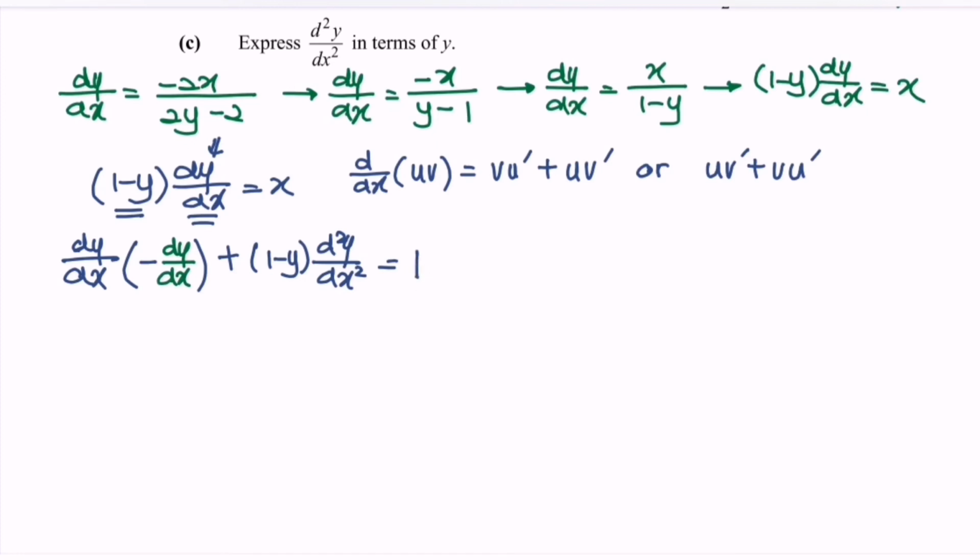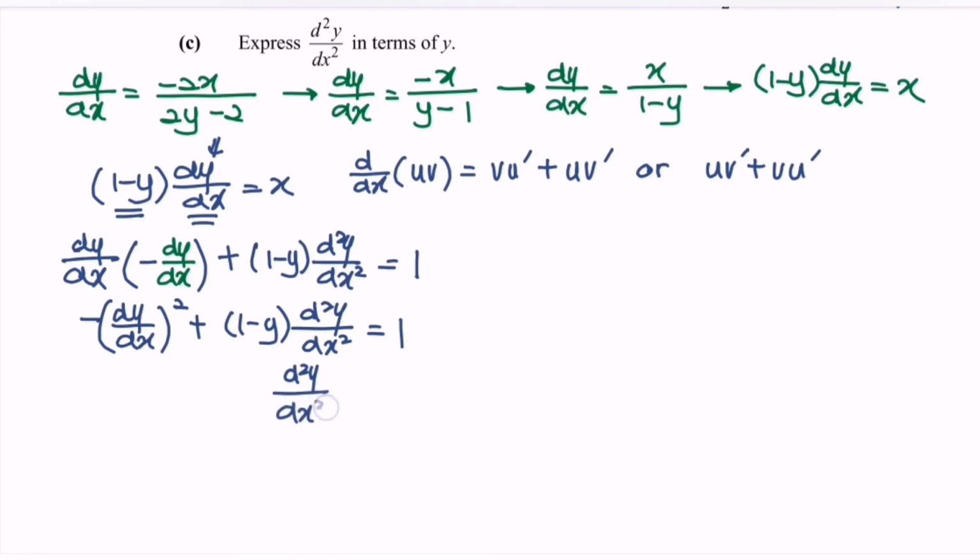So kindly express this situation with the second derivative as the subject and in terms of y. Kindly rearrange, or rewrite the situation. So negative dy/dx, bracket squared, plus 1 minus y times the second derivative equals 1. Rearrange the situation. The second derivative equals 1 plus the first derivative squared, over 1 minus y.